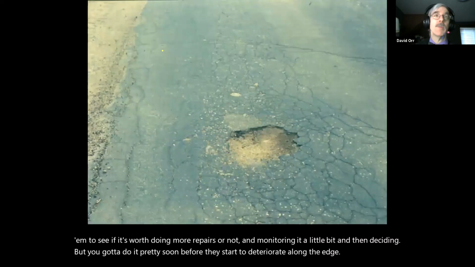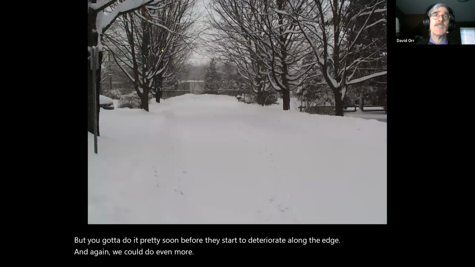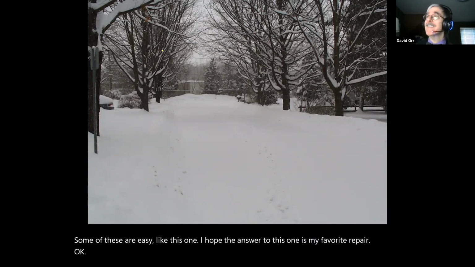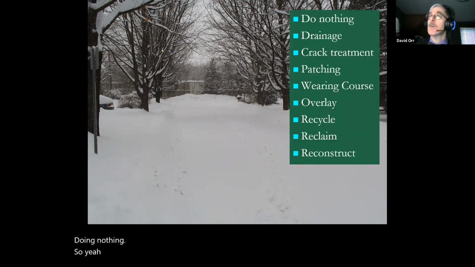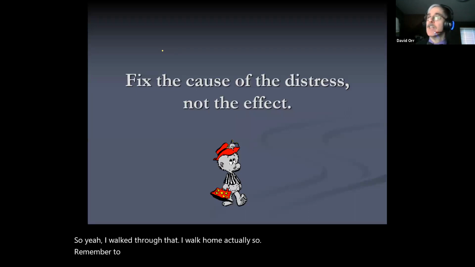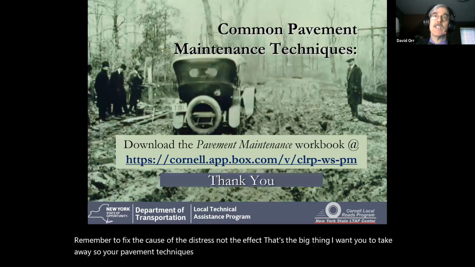And again, we could do even more. Some of these are easy, like this one. I hope you know the answer to this one. It's my favorite repair. Okay. Doing nothing. Okay. So yeah, I walk through. That's how I walk home, actually. So remember to fix the cause of the distress, not the effect. That's the big thing I want you to take away. So your pavement techniques are important, but you've got to do them sooner than you think.